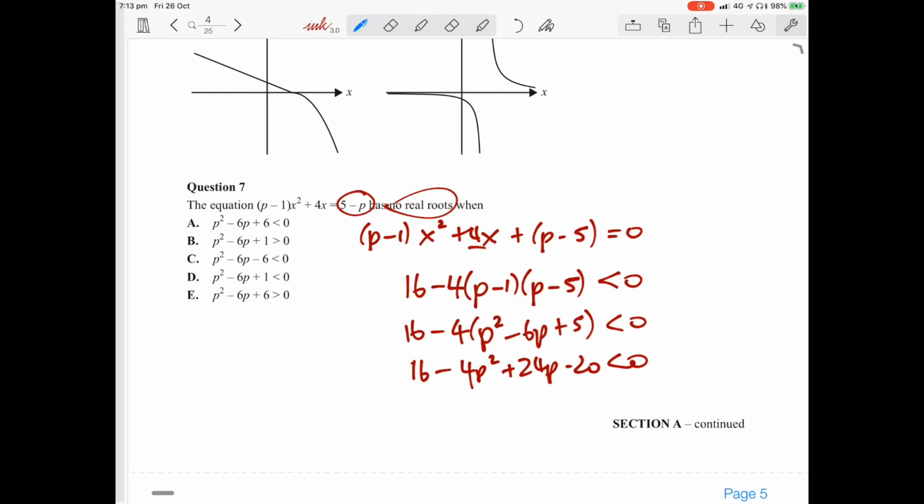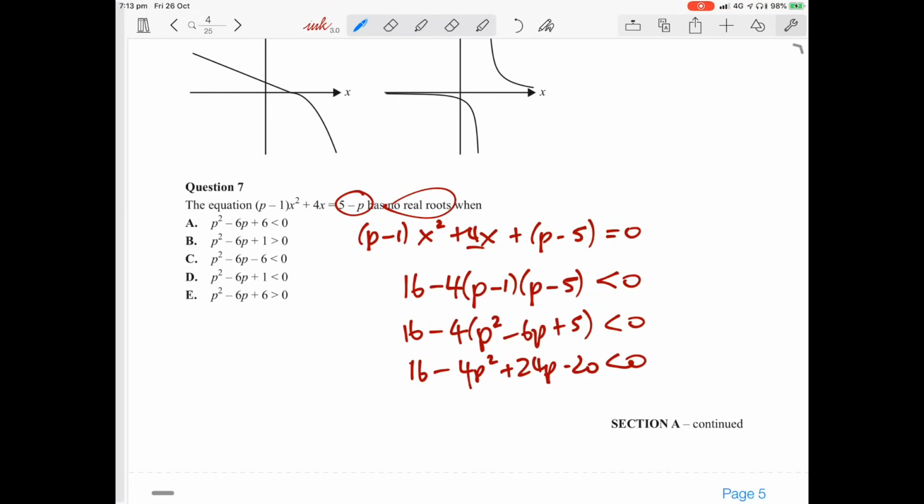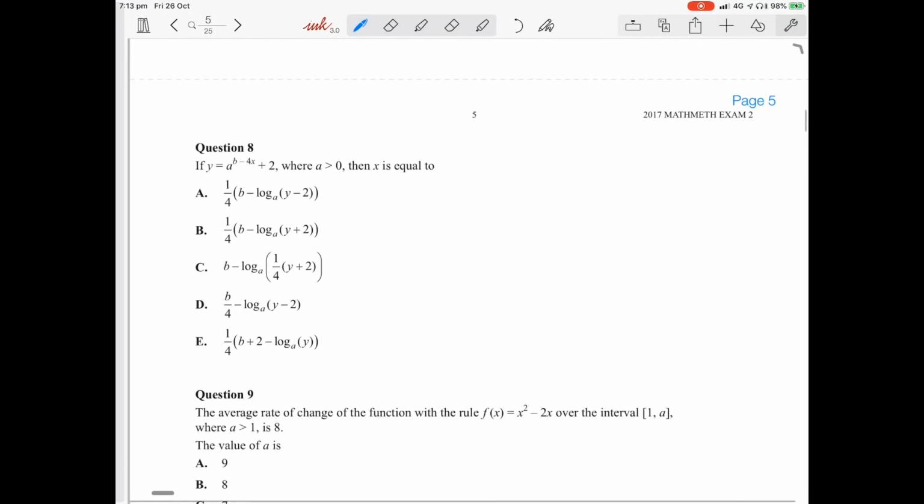Okay, if we divide through by negative 4, we're going to get p squared. That's going to change to be greater than 0 because I'm dividing by a negative. 16 minus 20. If I divide that negative 4 by negative 4, I get plus 1. And if I divide 24p, I get negative 6p plus 1 is greater than 0. So p squared minus 6p plus 1 is greater than 0. So we get B. Could have used it on your calc as well.